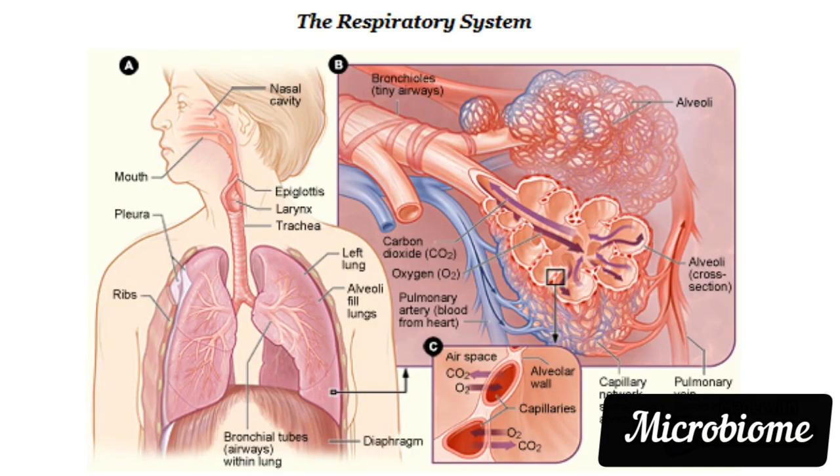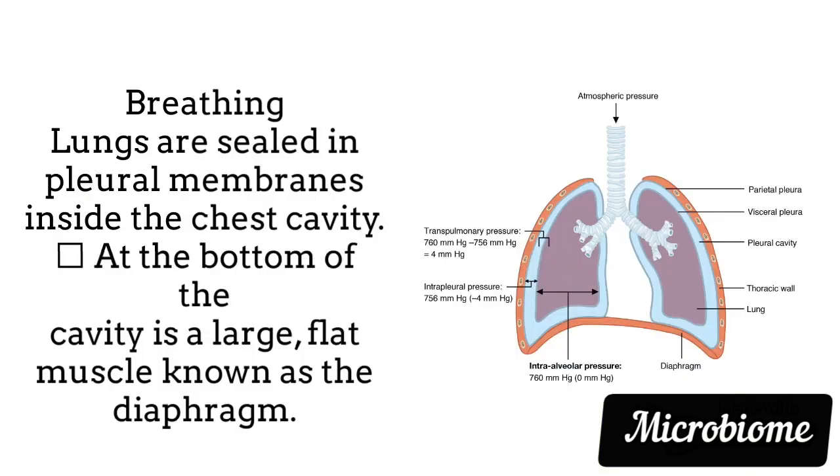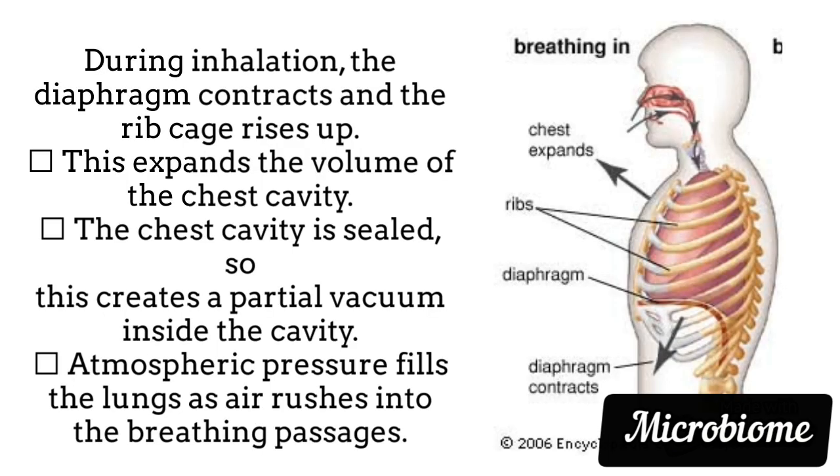Here is a diagrammatic representation of how breathing occurs. Breathing. Lungs are sealed in pleural membranes inside the chest cavity. At the bottom of the cavity is a large, flat muscle known as the diaphragm. During inhalation, the diaphragm contracts and the rib cage rises up. This expands the volume of the chest cavity. The chest cavity is sealed, so this creates a partial vacuum inside the cavity. Atmospheric pressure fills the lungs as air rushes into the breathing passages.